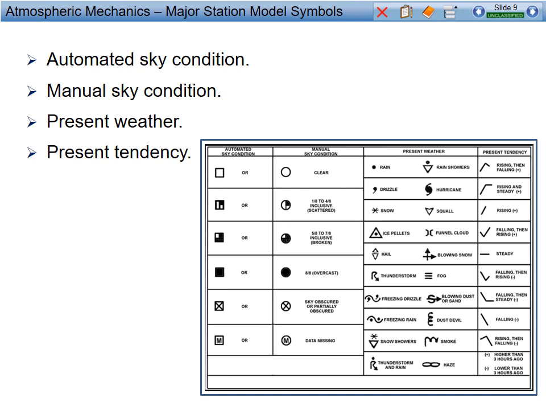Here's a chart showing how to read the station model as far as sky coverage, present weather conditions, and tendency of the pressure. You do not need to memorize the chart, but it is good to note that whether it's an automated or a manual sky condition, it'll be a square or a circle, and then the amount that's filled in will directly relate to whether it is clear, 1/8 to 4/8 sky coverage, 5/8 to 7/8, or completely overcast. Again, you do not need to memorize all of the symbols.